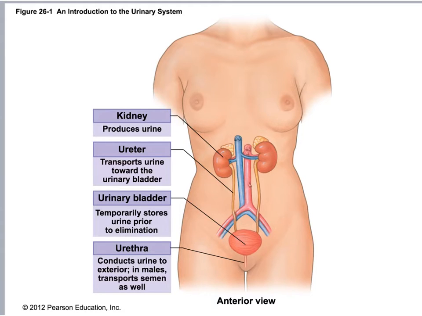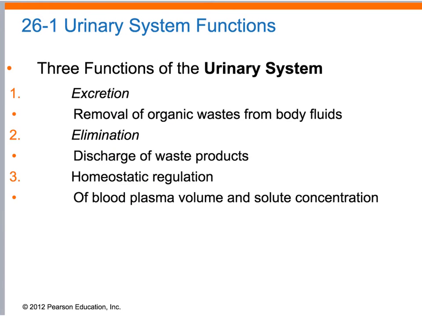In males, it transports semen as well. There are three functions of the urinary system. The first is excretion, the removal of organic waste from body fluids. Elimination, the discharge of the waste products. And number three, homeostatic regulation of the blood plasma volume and solute concentration.